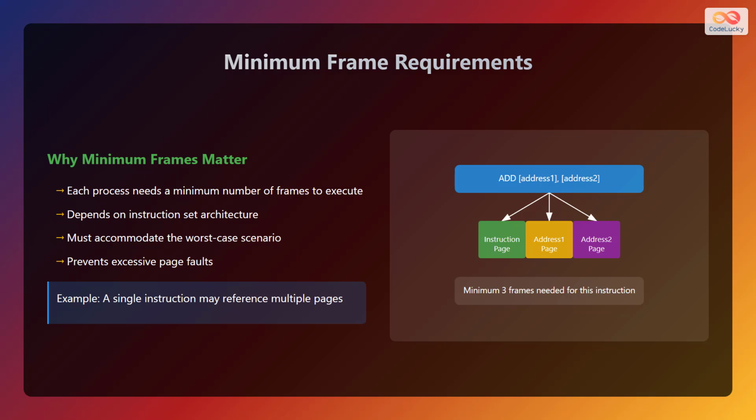For example, consider an instruction: add memory address 1, memory address 2. This single instruction might need to access multiple pages in memory to fetch the instruction itself, as well as the data at the specified addresses. Therefore, at least 3 frames are needed to execute this instruction without immediate page faults.